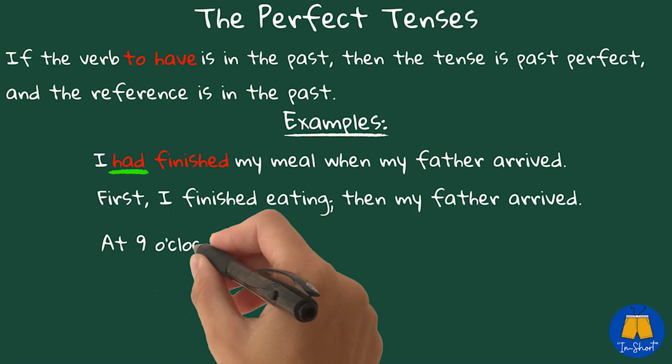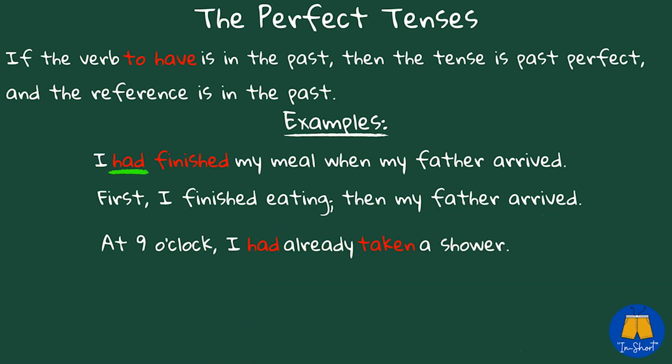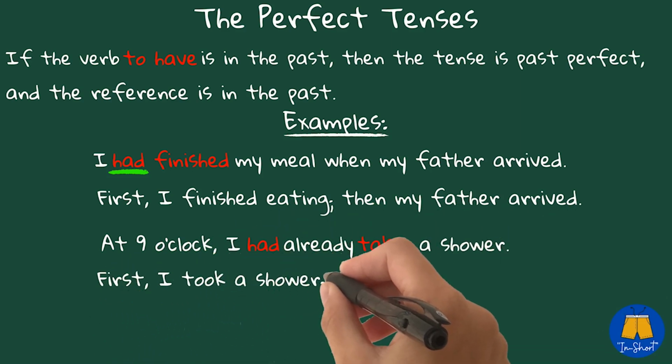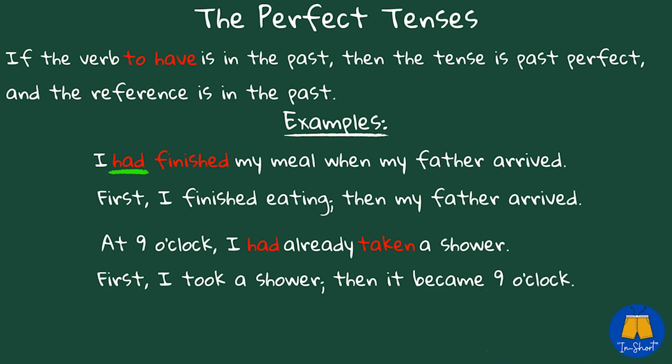At 9 o'clock, I had already taken a shower. First, I took a shower, then it became 9 o'clock. Notice that finished is a regular verb, and taken is an irregular verb, the past participle of the verb to take.